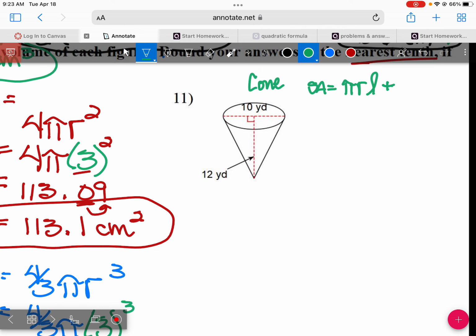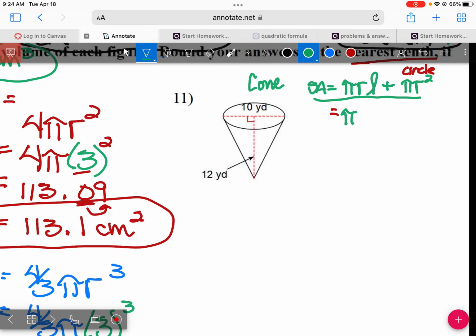Plus, that's the bottom, plus the top is in the shape of what? A circle, which is pi r squared. So that's the area of the circle. This is the side, which looks like a kind of a fat triangle, sort of. Anyway, so those are my formulas. Start with the formula. Now let's put the numbers in. Pi times r.